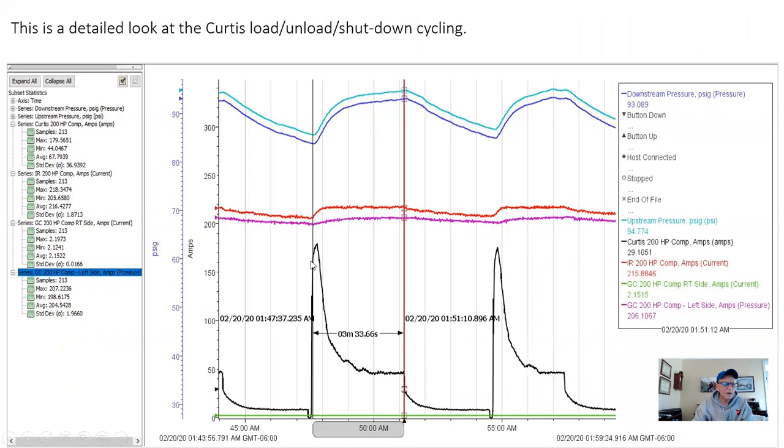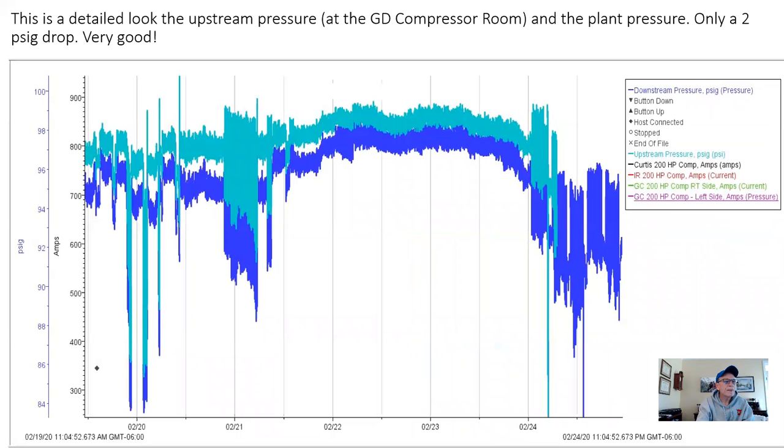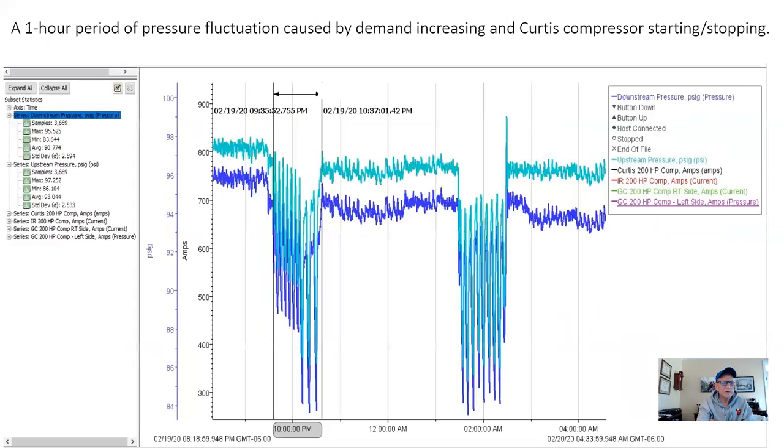So this was, I guess, an unload period because the current fell. No, I take it back. Let's see. Now, I'd say no. This was operating. This thing operated for about 3.5 minutes, producing air, and then it dropped down, I guess on the VFD, and then it came back. So anyway, this is a detailed look at upstream pressure, the Gardner-Denver compressor room. Again, the pressure drop is good.